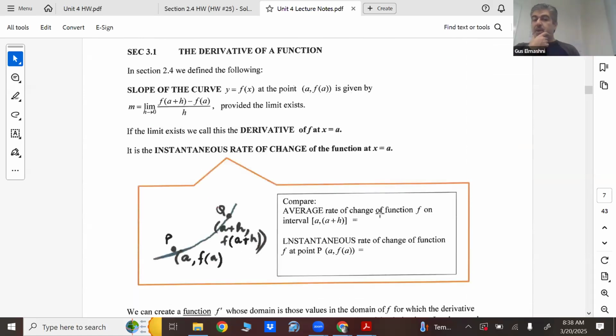Okay, the slope of the curve. We know this, right? From the last section. f(a+h) minus f(a) over h, limit as h approaches 0. That's the slope of the curve. We also call this the derivative of f at x equals a. So derivative is the same exact thing as the slope of the curve.